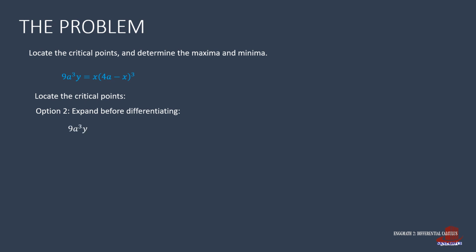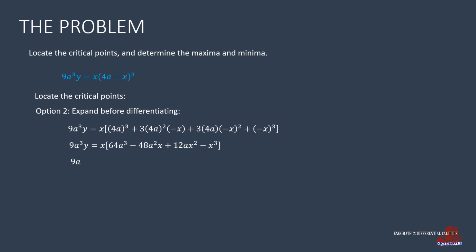Another option in differentiating the function is to expand it first before differentiation. If the cube of the binomial is expanded, the included coefficients are 1, 3, 3, and 1 using Pascal's triangle. Simplifying each term, there are 64a cubed, negative 48a squared x, 12a x squared, then negative x cubed. Take out groupings, so distribute x among the terms.